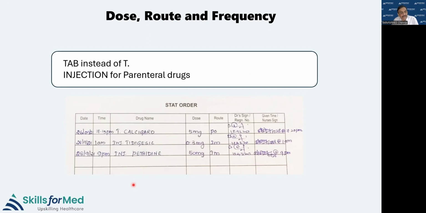Similarly for injection, as you can see here, don't give this abbreviation INJ. It should be injection in full form. All these are prone to be misunderstood. That's the reason we said avoid these abbreviations.